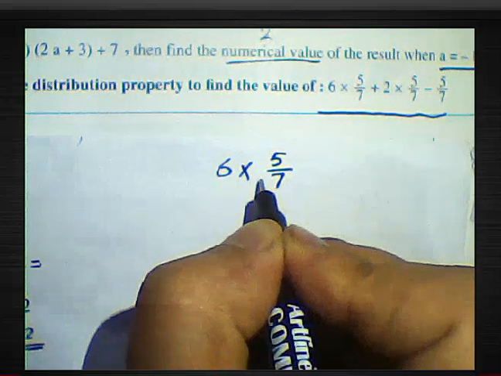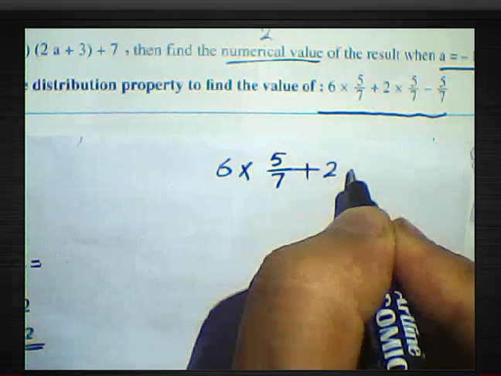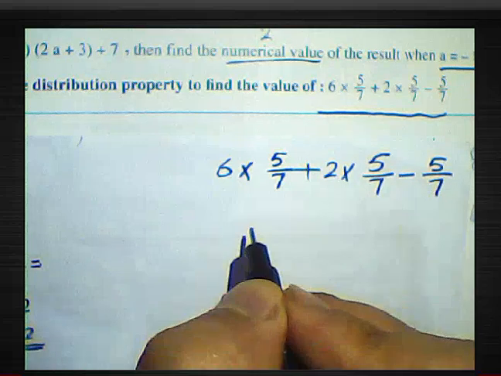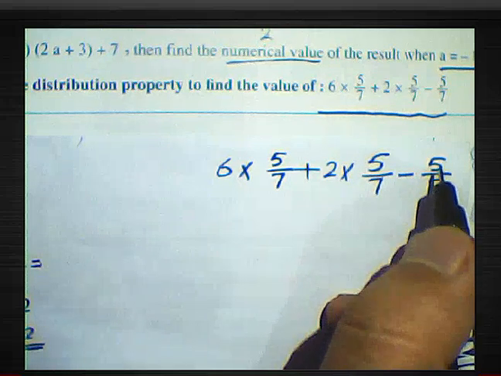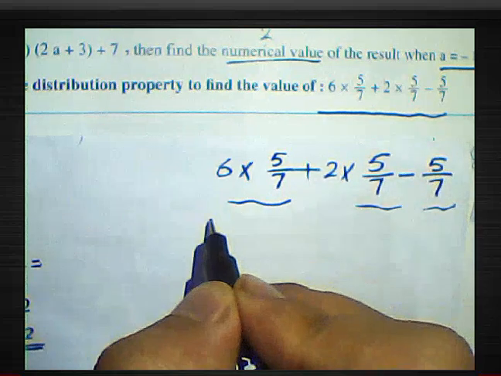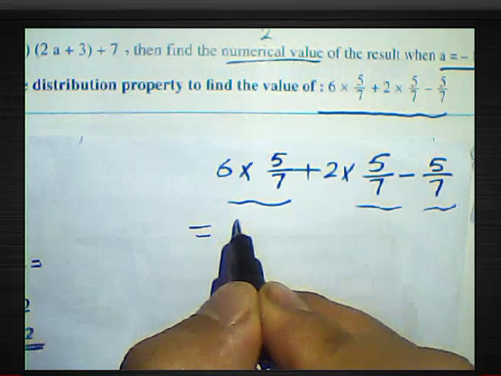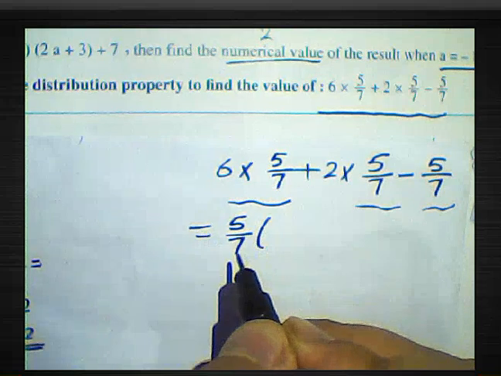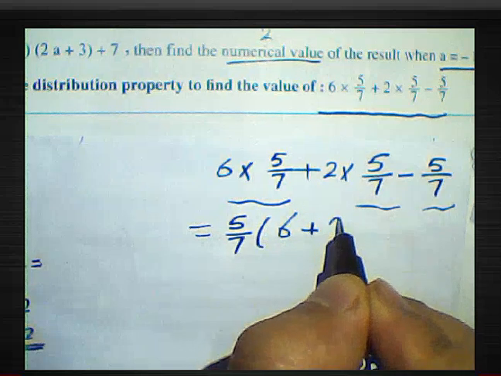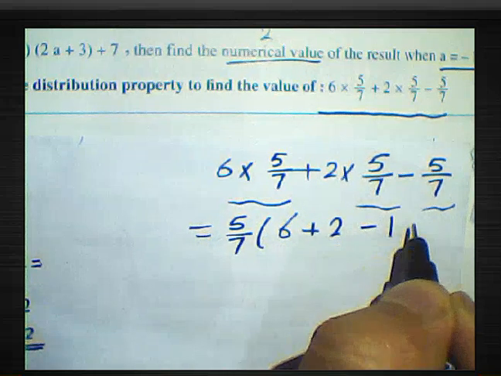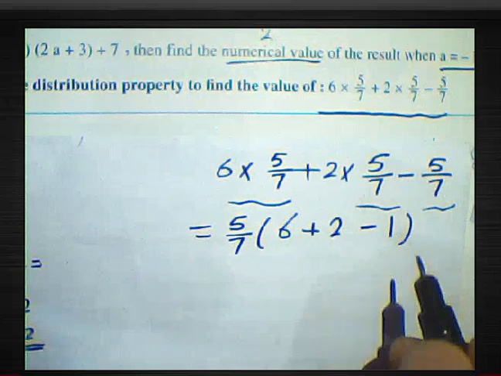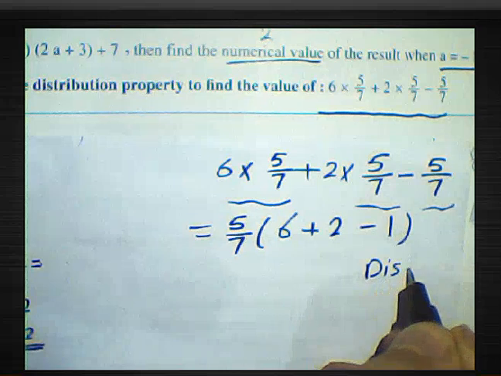Look with me. 6 times 5 over 7, plus 2 times 5 over 7, subtract 5 over 7. Look at this expression. We have 5 over 7, 5 over 7, 5 over 7. It was repeated 3 times. In these terms, we can write 5 over 7 outside, and in the brackets we can write 6 plus 2 minus 1. Don't forget the 1 here, because 5 over 7 divided by 5 over 7 equals 1. We can use the distributive properties.